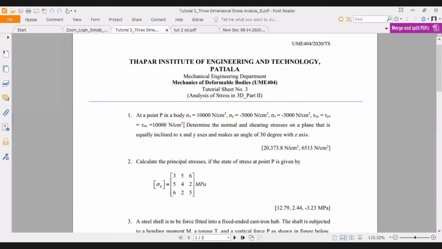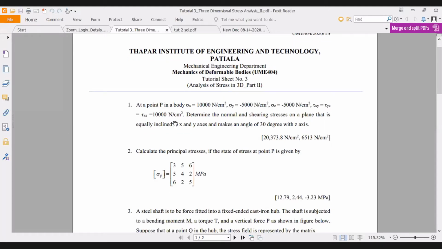A stress field at a point of a body is given to you, and a plane whose inclinations are given with respect to three axes, that is x, y and z. Here it is written that a plane is equally inclined to the x and y axes and makes an angle of 30 degrees with the z axis. In that plane we need to determine the normal and shear stress.